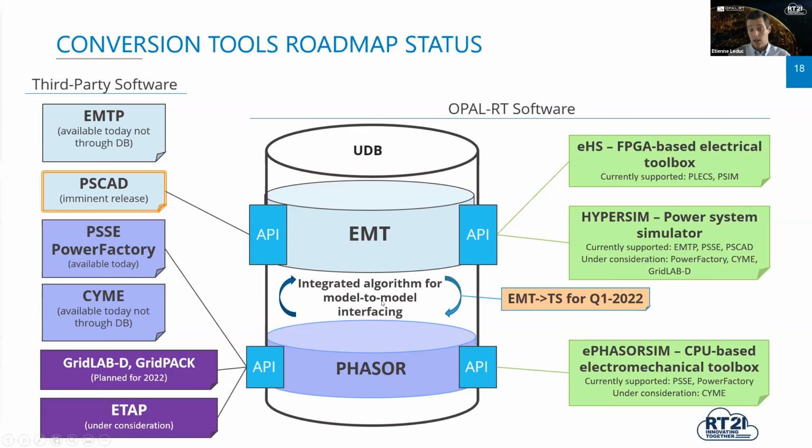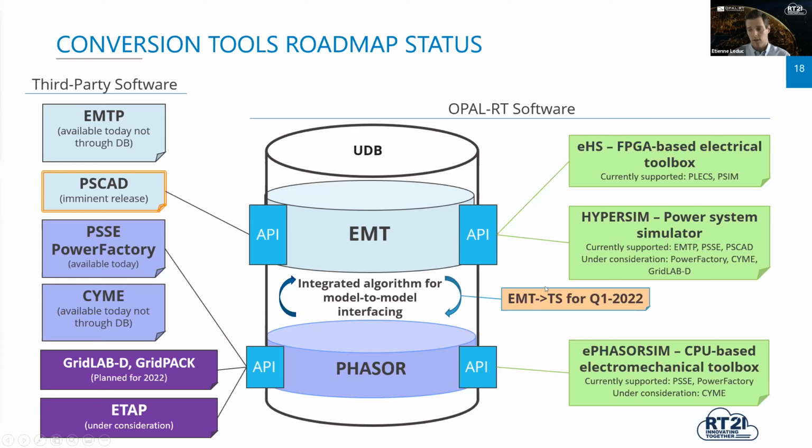And actually, the next very large milestone that we will have should be early next year. That will be our EMT to transient stability, or EMT to RMS conversion. So this arrow here will actually allow going back from our tools to external third-party software. The first we're going to focus on is PSS/E.